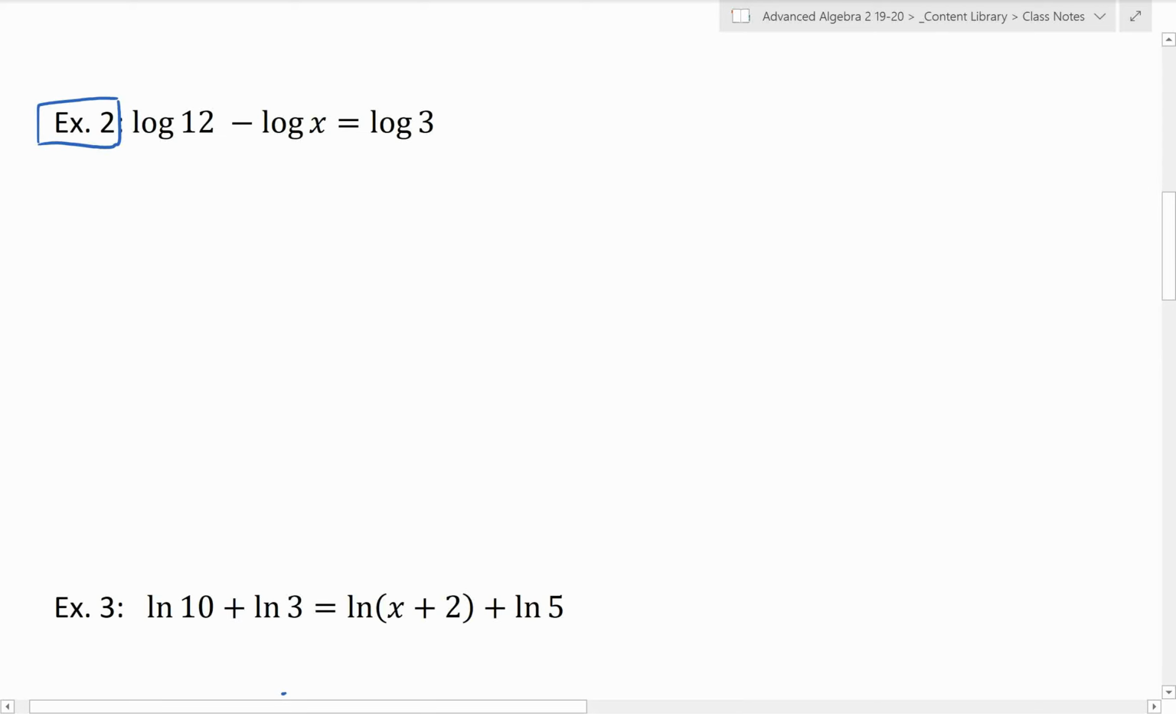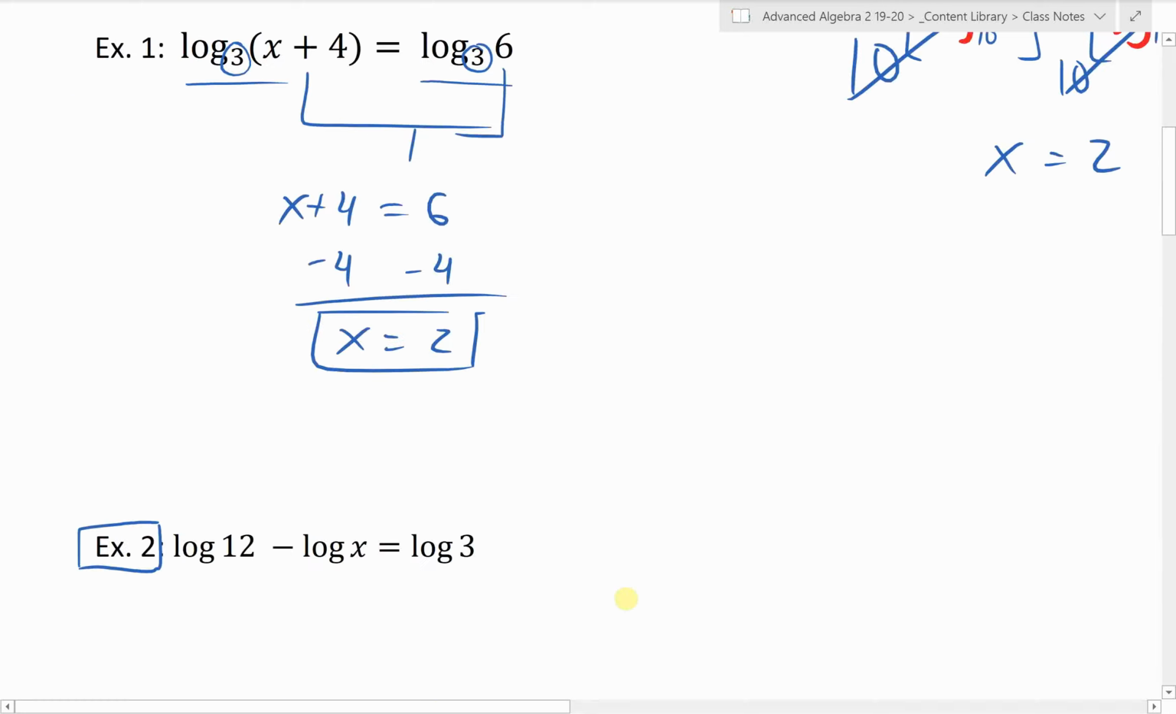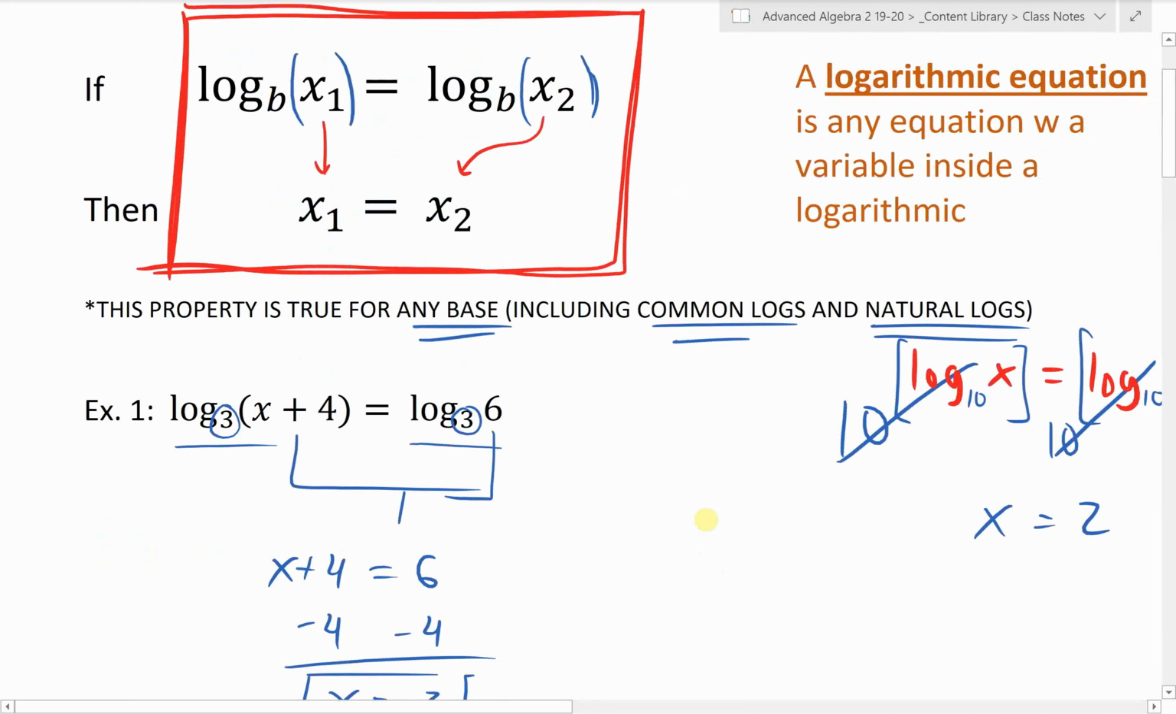So this is example 2 here. It says log 12 minus log x is equal to log 3. So here on the left side we have two separate logarithms, and in order to use our rule we have to have a single log equal to a single log.